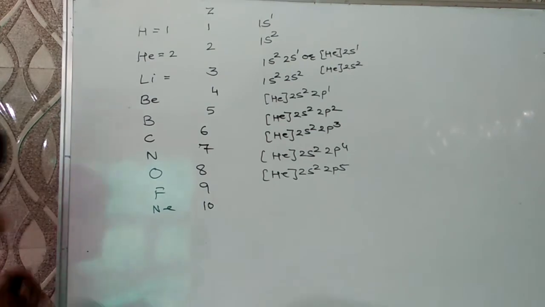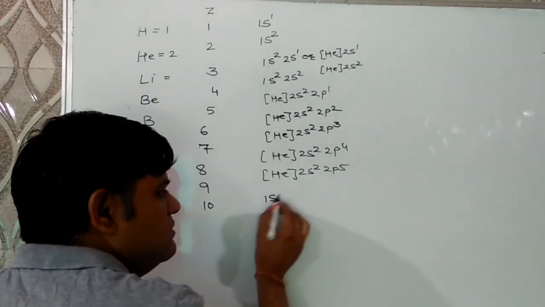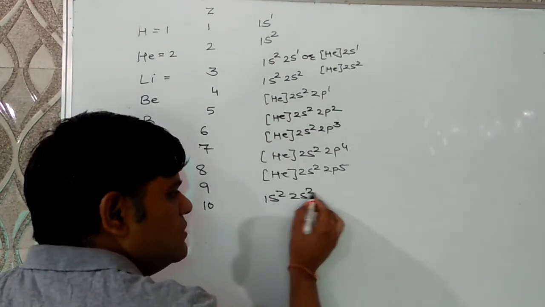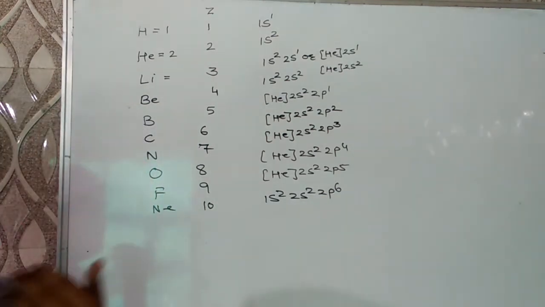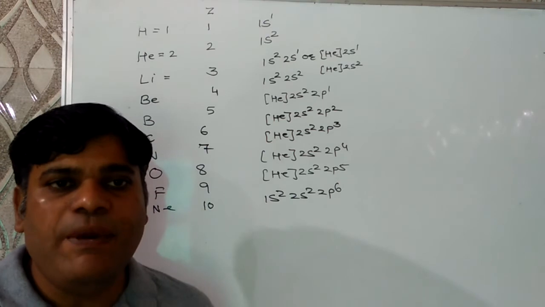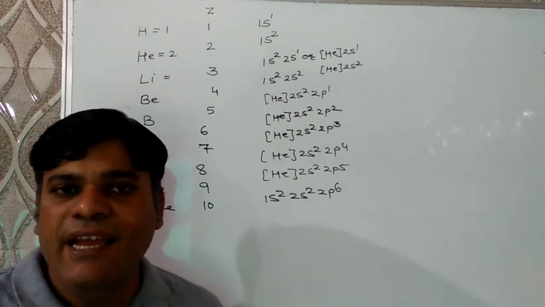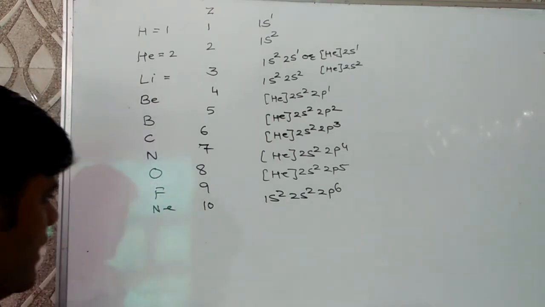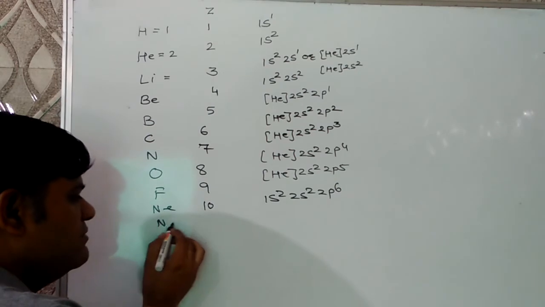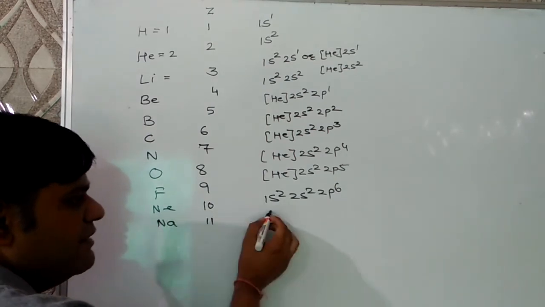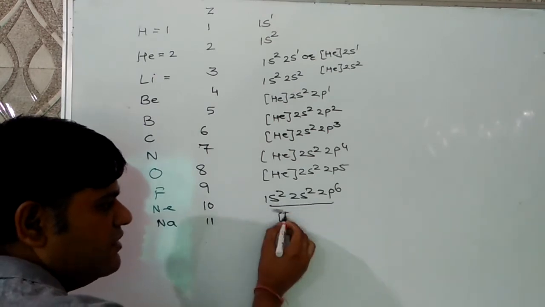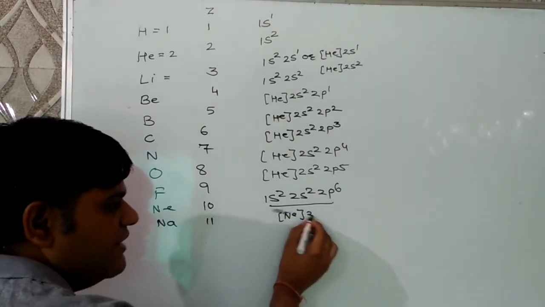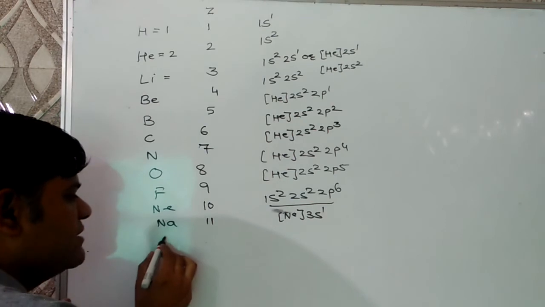I am writing the complete one, 1s2 2s2 2p6. I have mentioned S subcell can have maximum 2 electrons, P6, D10, F14. Now next element is sodium. Atomic number is 11. The configuration will be noble gas neon. Next subcell will be 3s1, neon 3s1.